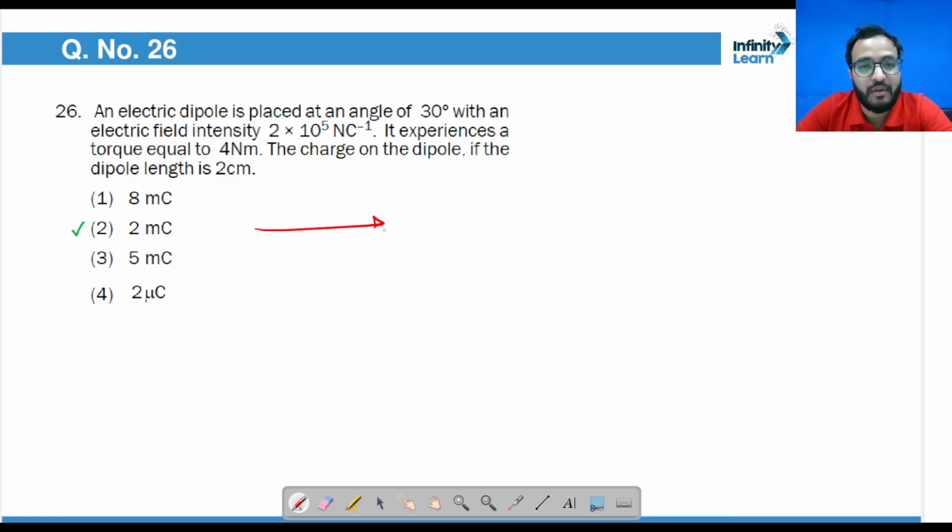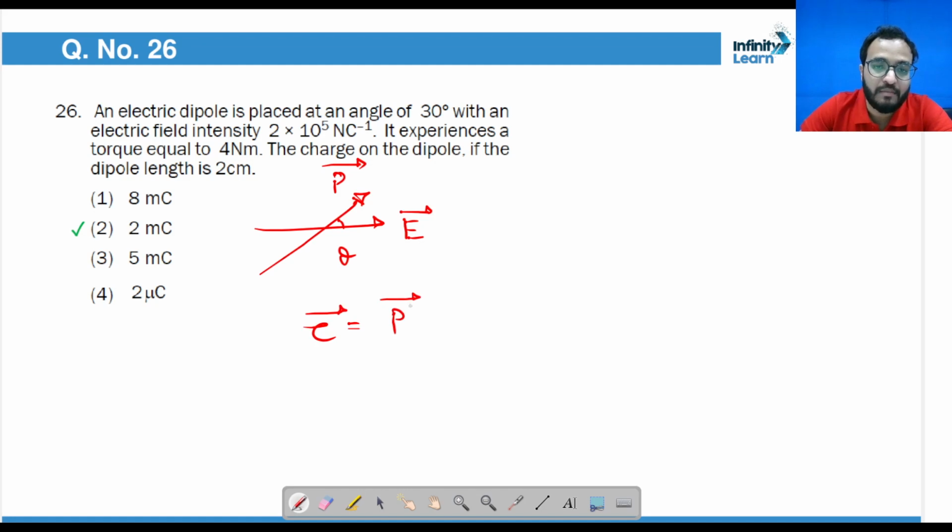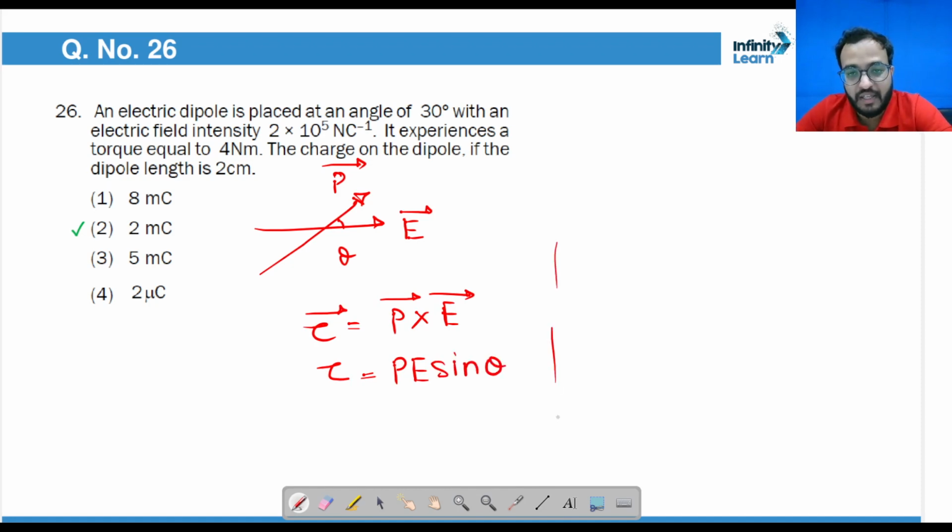See, we know this formula already. This is electric field and this is dipole and this is angle theta. We say that torque is equals to vector P cross vector E. So tau is equals to PE sine of theta. I guess everything is given. Torque is given, right? Torque is given.